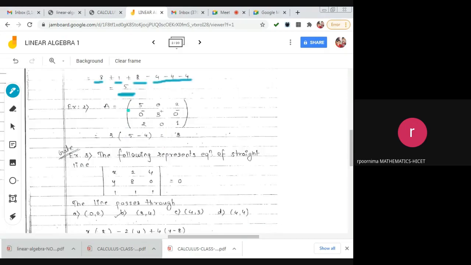Next, in a similar way, you try this matrix also. Example 2. If your matrix has more zeros, you can use the normal first method. You will get the answer.